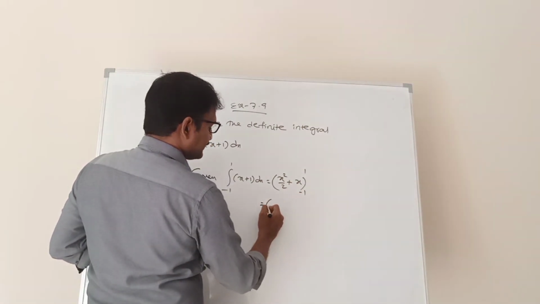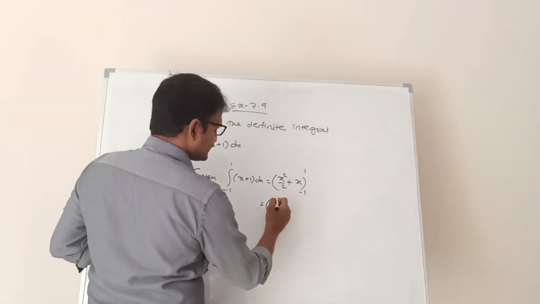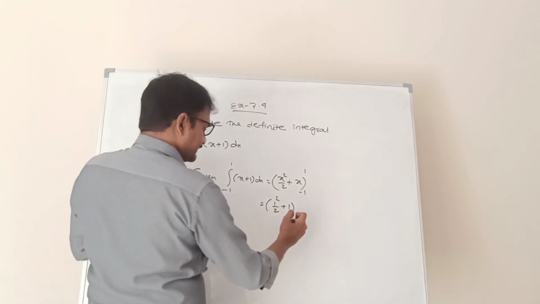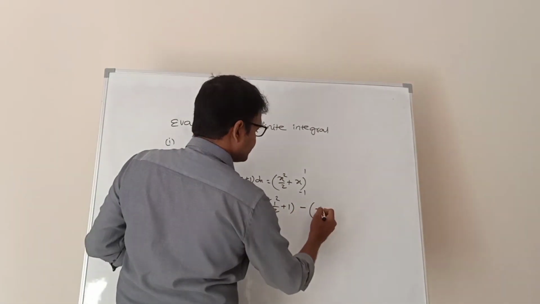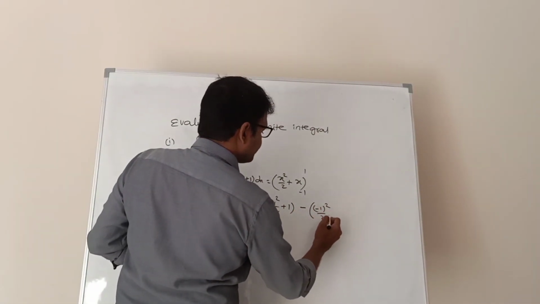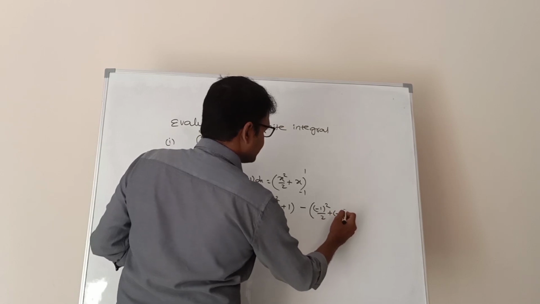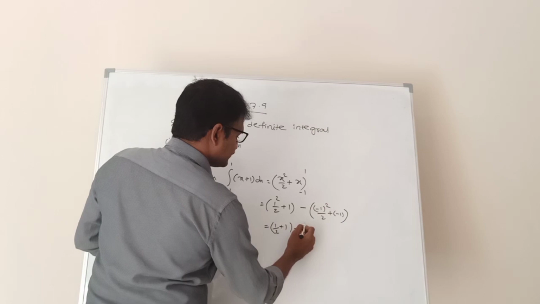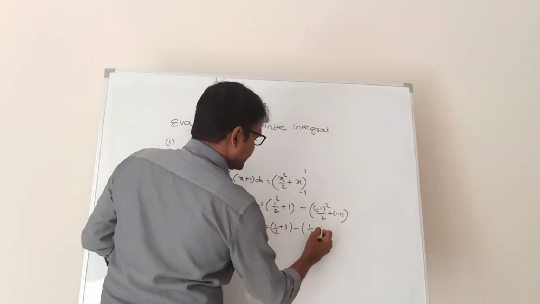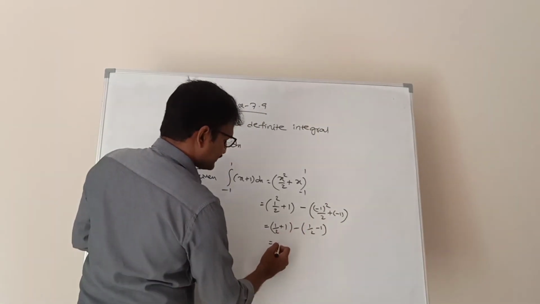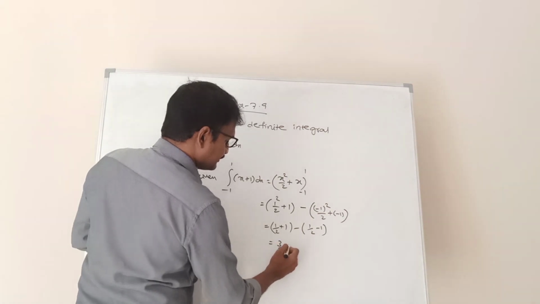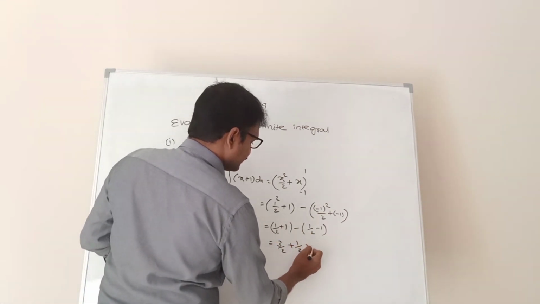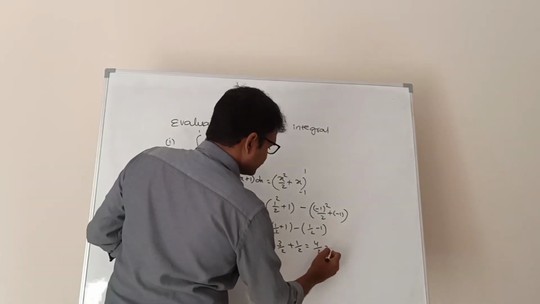So substitute the upper limit: 1 square by 2 plus 1, F of b, minus F of a, which is minus 1 whole square by 2 plus minus 1. So 1 square by 2 means 1 by 2, plus 1, minus 1 by 2, minus 1. So 1 by 2 plus 1 is 3 by 2, minus 1 by 2 minus 1 plus 1 by 2, gives 4 by 2. Answer is 2.